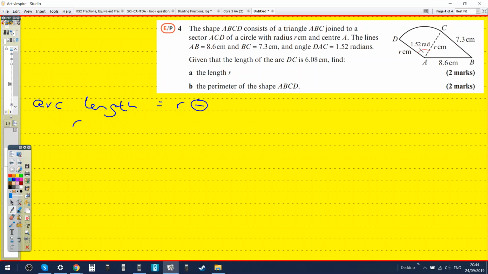And then we can just rearrange that to get 6.08 divided by 1.52? Oh, I did 152. 4 centimeters. Okay. B.